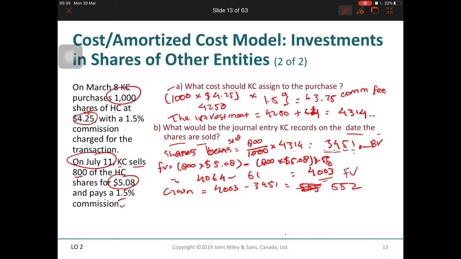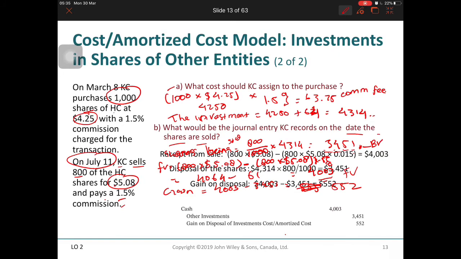Then how do you record? You will record like this. You debit cash for 4,003, and then credit gain 552, and you credit the investment 3,451. This is the fair value, this is the book value, this is the gain.